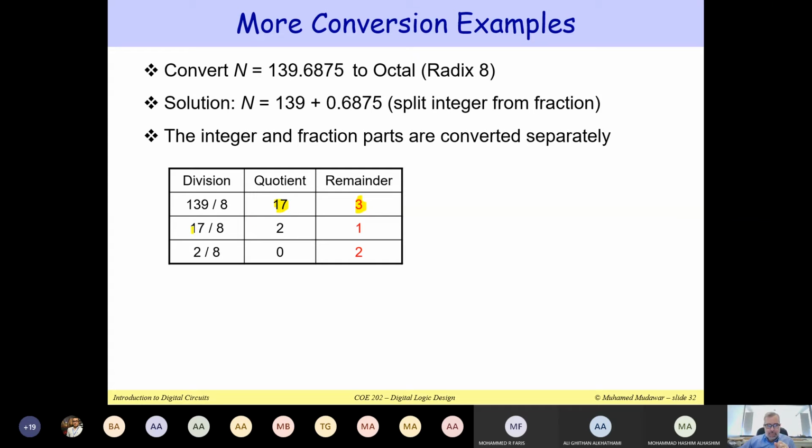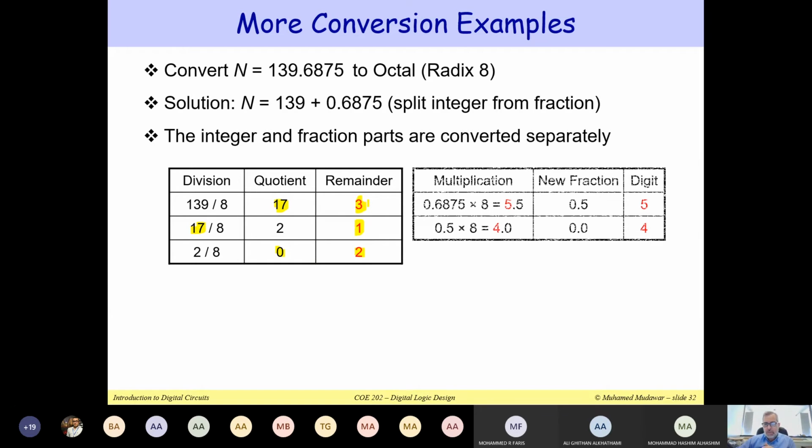Now we take the quotient, which is 17, and divide again by 8. 17 divided by 8, we get 2 point something. 16 divided by 8 is 2, but there is a remainder, which is 1. So 17 minus 16 will give you the remainder, which is 1. Now 2 is less than 8, so when you divide 2 by 8, you get 0, and the remainder is 2. Now this procedure is going to stop. We always stop when the quotient is equal to 0. So therefore, 139 is 213 in octal.